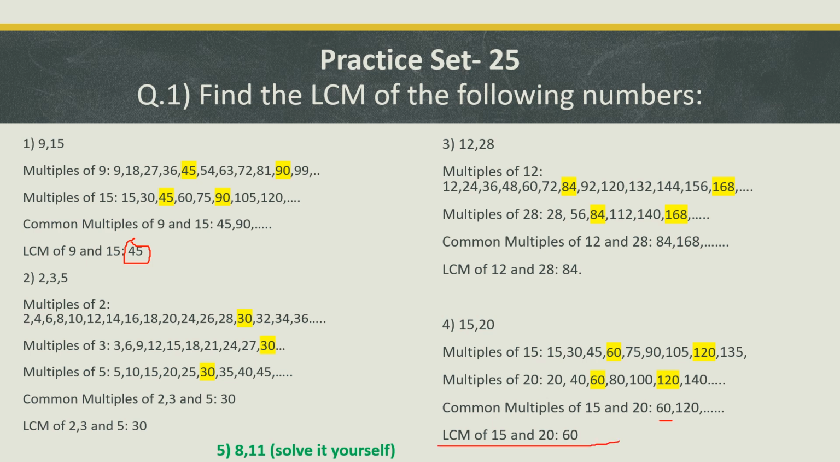Now you have a sum for homework, for practice, that is 8 and 11. You'll write the multiples of 8 and multiples of 11. Find the common multiple of both, and whichever smallest multiple is there, it's your LCM.